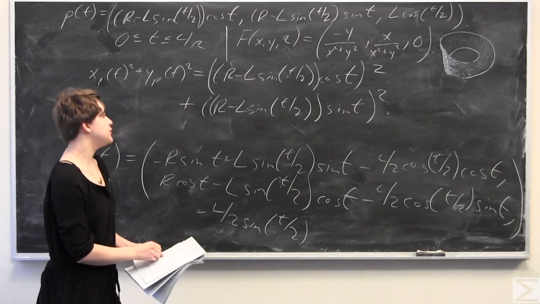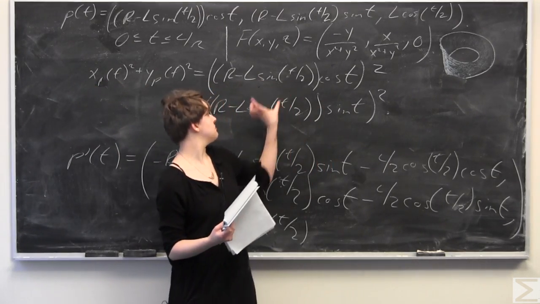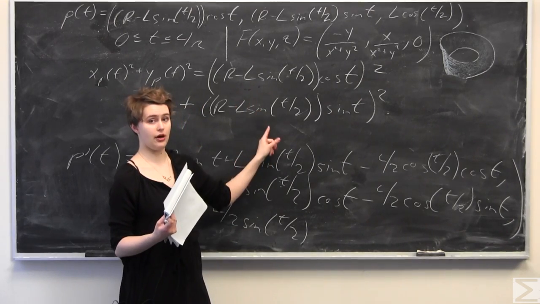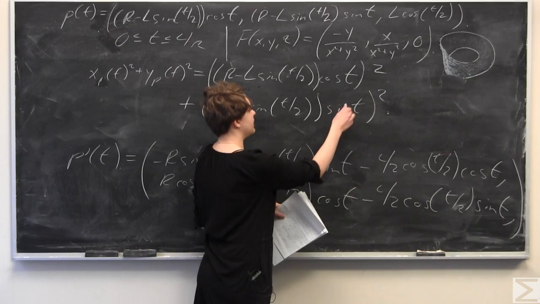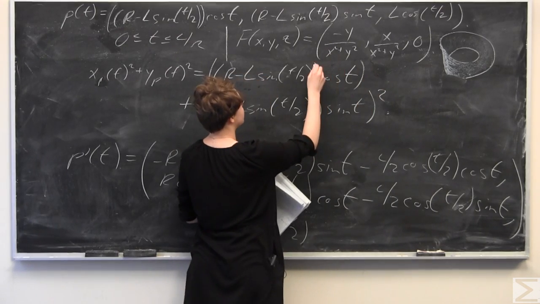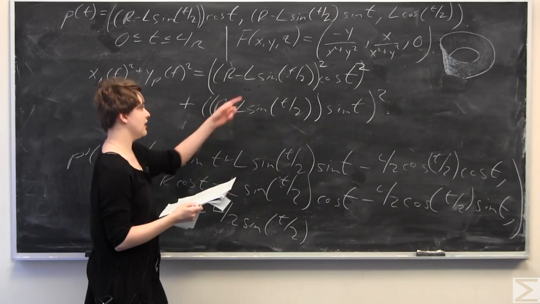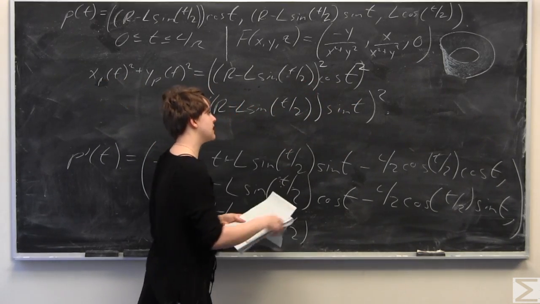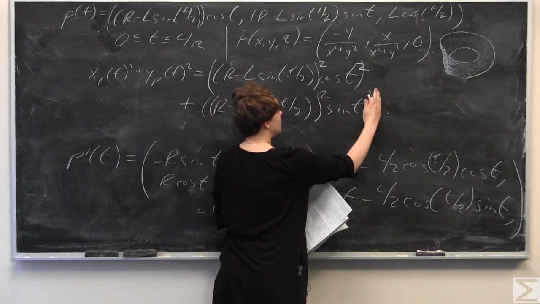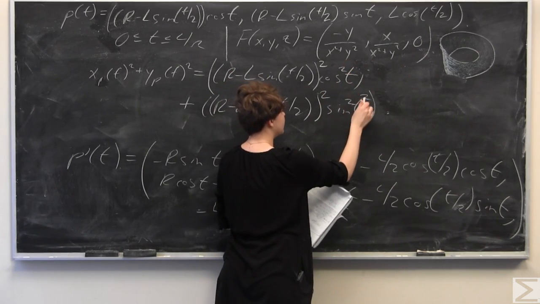So what we're going to end up doing here is factor by grouping. We notice that we have the same term for both this term and this term, and we have a square here. What we can do with the square is take it inside, so we have r minus L sine of t over 2 quantity squared, and then cosine t squared. Same thing over here: sine t squared. I should put the t squared here just for clarity.